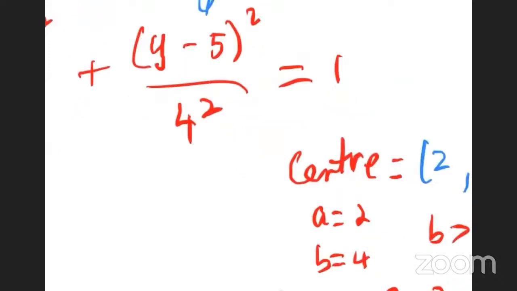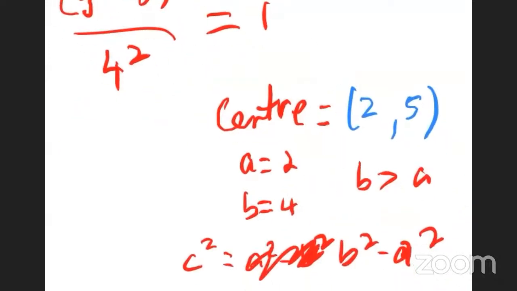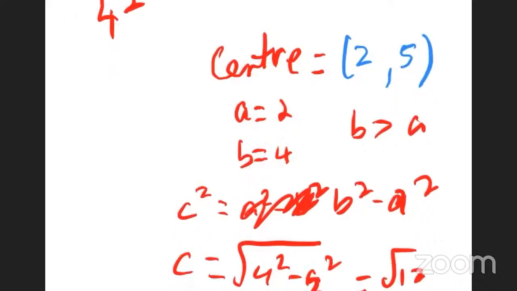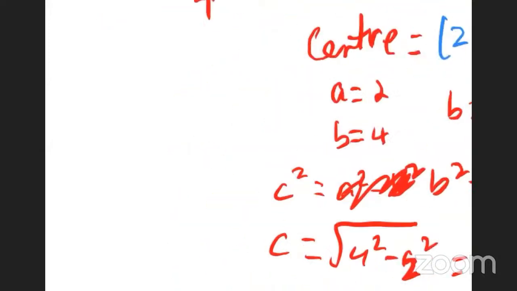Right? The center is 2, 5. We know what A and B are, so we can easily find C. After we find C, we're going to plug it together. Work out C, right?